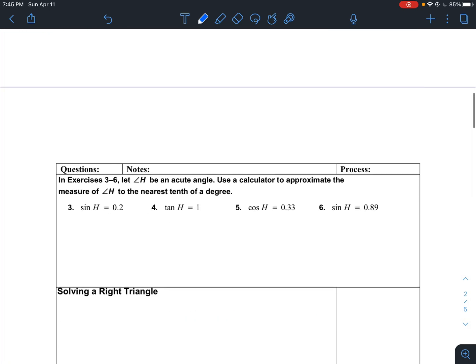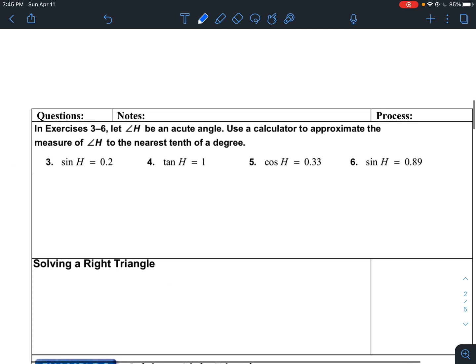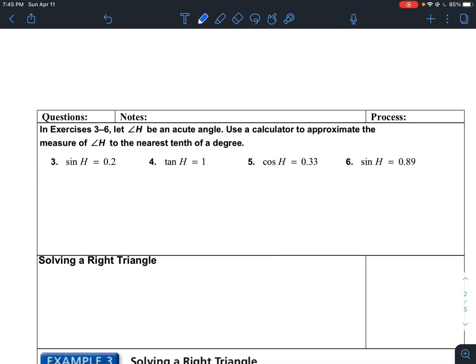Okay, now I want you guys to try it on these ones right here. Solve for angle H in all of these. So you have to use the correct inverse ratio.